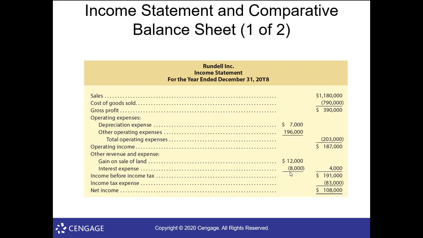All right, so to do these, you're going to need an income statement because you need to go in and pull out items off of the income statement that are non-operating, such as this gain on sale of land. And you also need to determine any non-cash items, so the depreciation expense of $7,000.